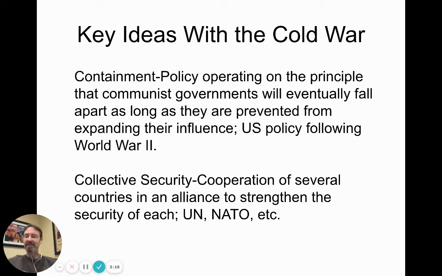All right. Because the idea of collective security is cooperation of several countries, or even over 100, like the UN, in an alliance to strengthen the security of each. So this could be anything, guys, security-wise, from military support to political support to even economic support, et cetera, et cetera. If you're wondering what really plays into collective security, and we'll look at this more in a second, it's going to be the development of things like the United Nations that's going to replace the League of Nations, excuse me.